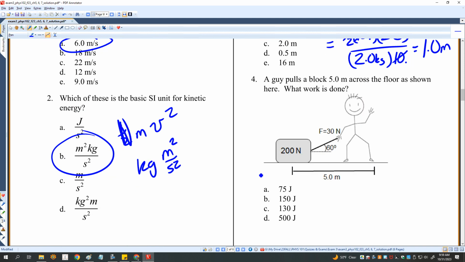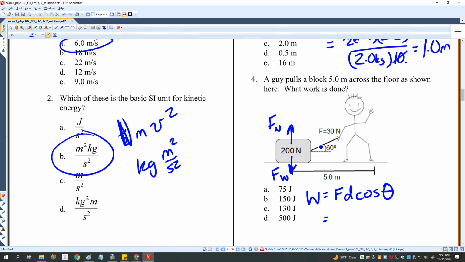Here, what is the work done by this guy? This is the only force. Actually, no, there are other forces, right? There is the weight of the object, the normal force of the object, but both of those forces don't do any work because they're not in the direction of the displacement. They're perpendicular. No, the work done is equal to work FD cosine theta.